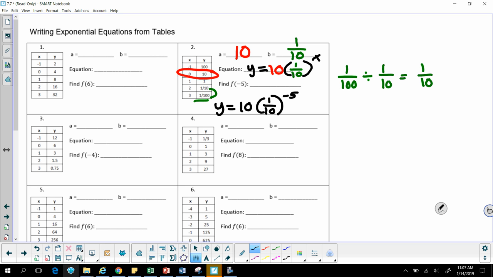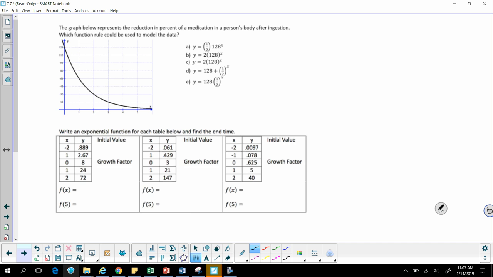Does everyone get, so you're just typing in your calculator 10 parentheses ND 1 over 10 to the -5. What do you end up getting? Yes, 1 million. Did everyone get that? Cool. So that's one example with the table. And I'll do one more example with the graph.